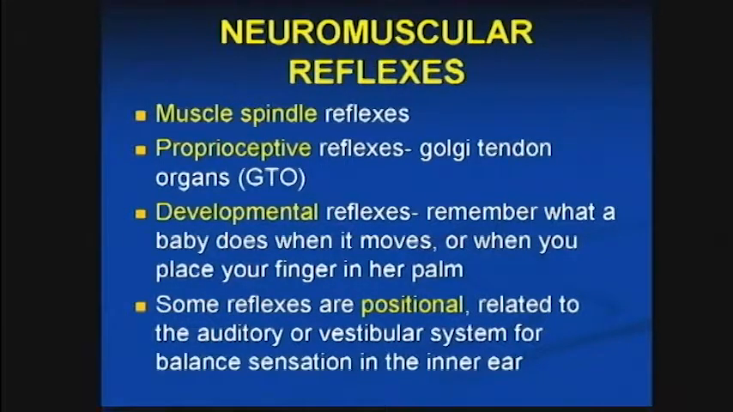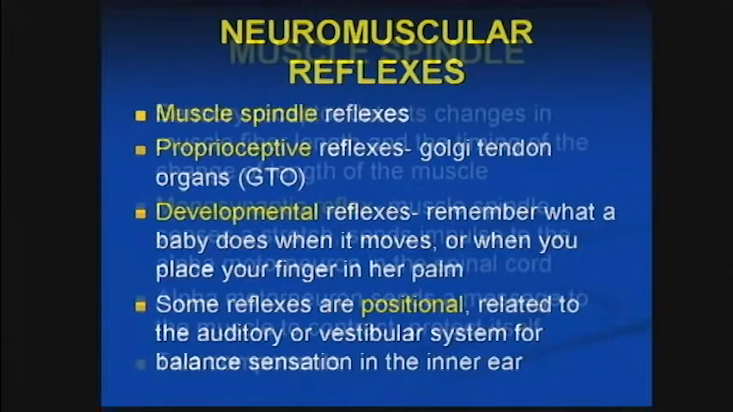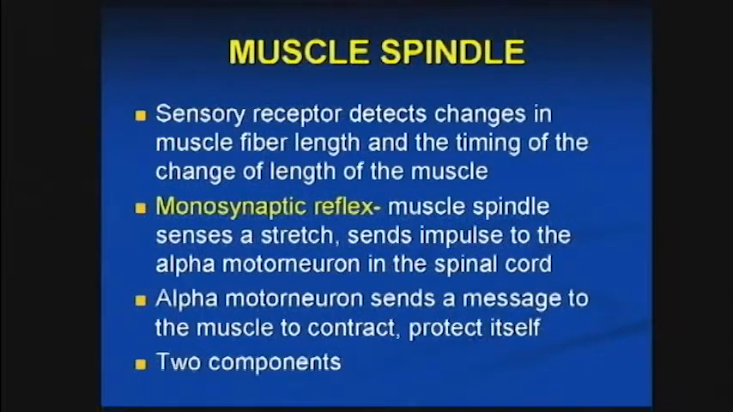So there's a whole bunch of reflexes that we can use to trick the body into doing what we want it to do. And that's the essence of muscle energy. We're going to use basic muscle spindle reflexes for our muscle energy stretching. Let's take a look at those muscle spindle reflexes. You might have heard of the muscle spindle. It's a little sensory receptor that detects changes in length of the muscle fiber. It also checks how fast the muscle length is changing. So it's the change of length.